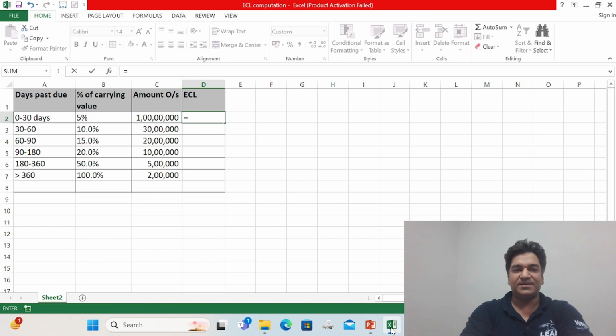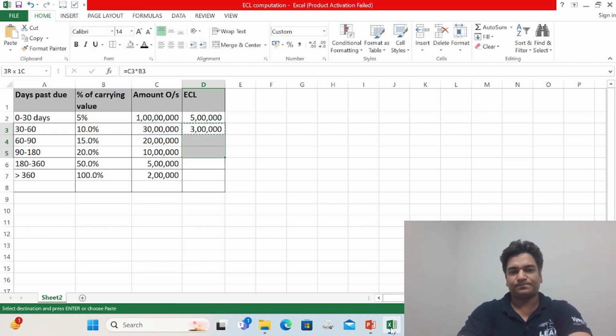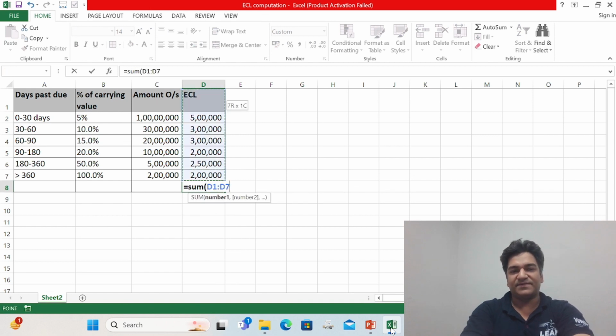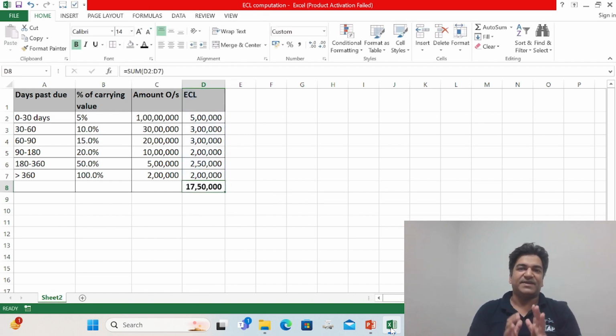ECL will be applied as a percentage on the amount outstanding. So in this bucket, 0 to 30 days, a 5% provision will be required on 1 crore. That is a 5 lakh provision is required. Similarly, we can compute ECL for the other buckets. So a sum of all these buckets will give us the total amount of expected credit loss that is required for the respective amount outstanding in each bucket. 17 lakhs 50,000 is required as an ECL provision by an entity using the provision matrix.